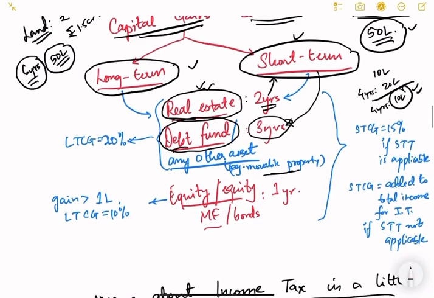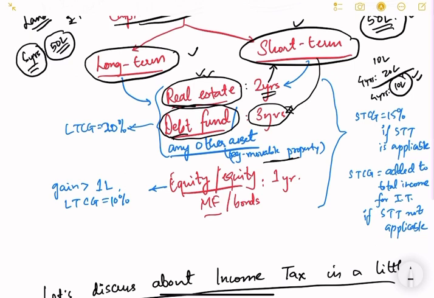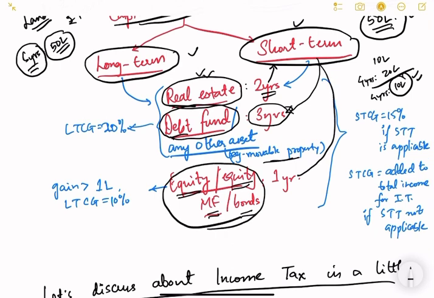Then there is another kind of asset which is known as equity, stocks, right? You have some stocks, mutual funds or bonds. जो भी आपने इन्वेस्टमेंट किया होगा, whatever investment you may have done in stocks, shares, mutual funds, bonds, different kinds of instruments, for that the short term is defined as only 1 year.